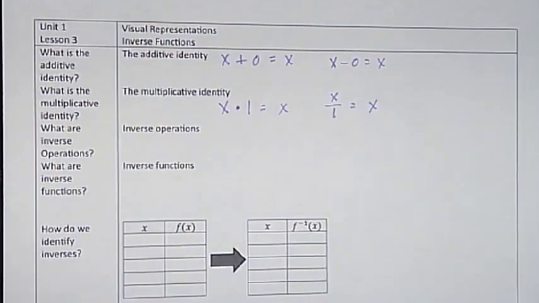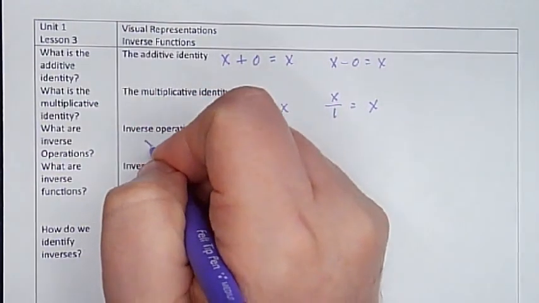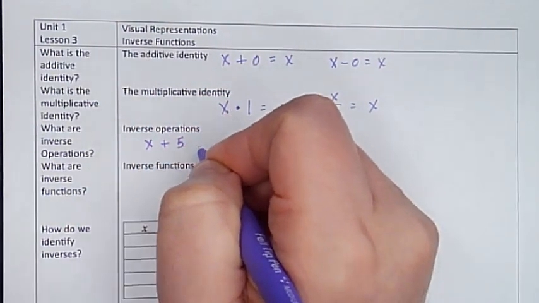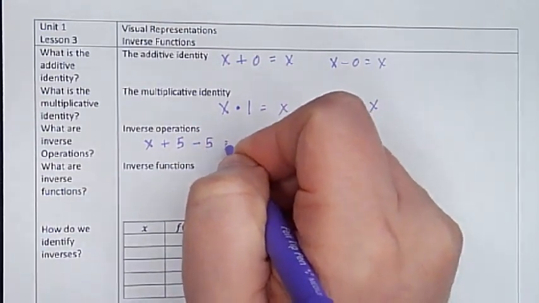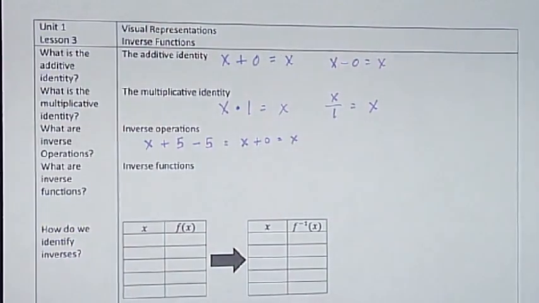Knowing that the additive identity is 0 means that if I add and subtract the same number, it will equal 0, keeping the identity. Thus, addition and subtraction are inverse operations. So if I do x plus 5 minus 5, that's the same as x plus 0, which equals x.